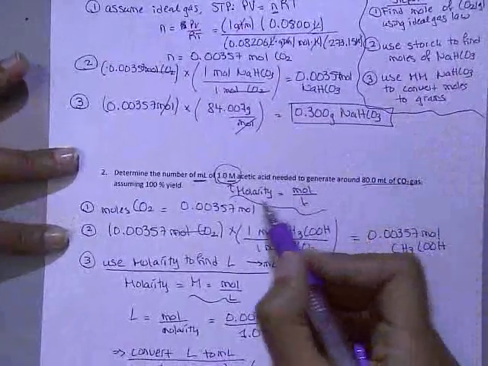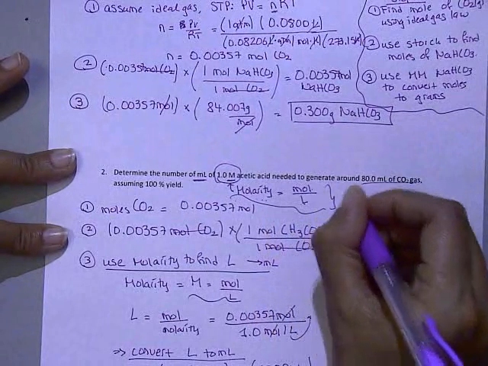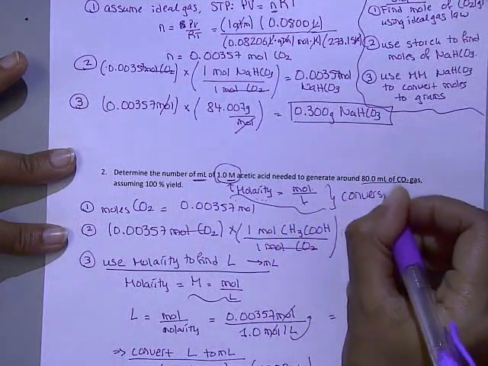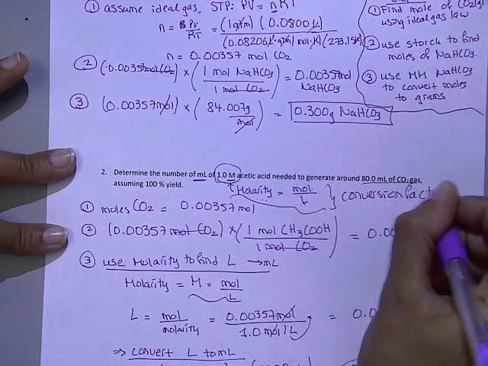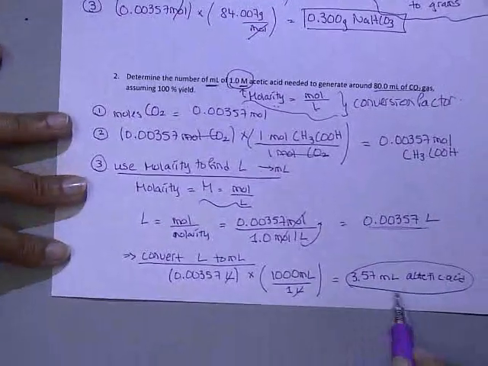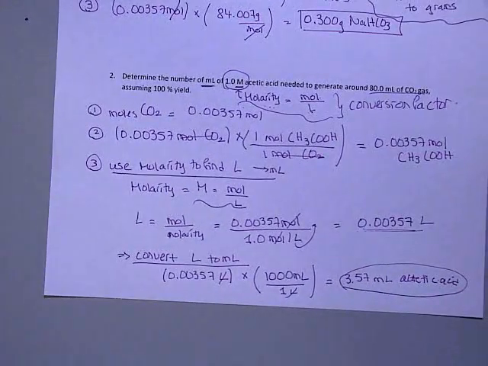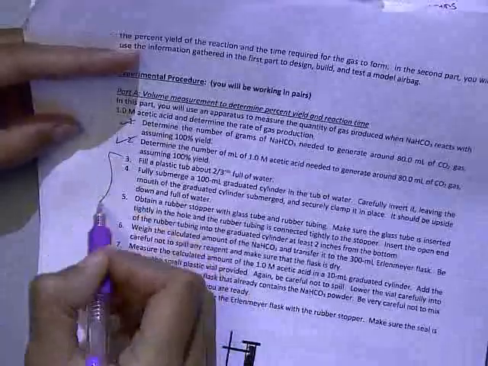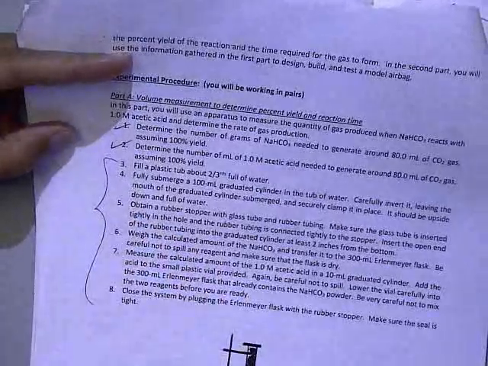And now we're using a new concept called molarity, which again, just think of this as a conversion factor for now. And that's allowing us to find our liters of solution and then finally milliliters of solution, because that's what you're actually measuring in lab. So then at this point, we found number 2, and now go ahead and do steps 3 through 8.